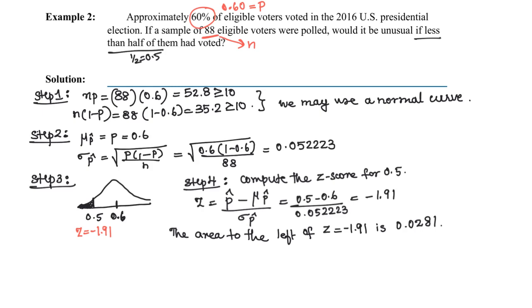If this probability is less than 0.05, we will say that the event is unusual. Since this value is less than 0.05, we can conclude that it would be unusual.